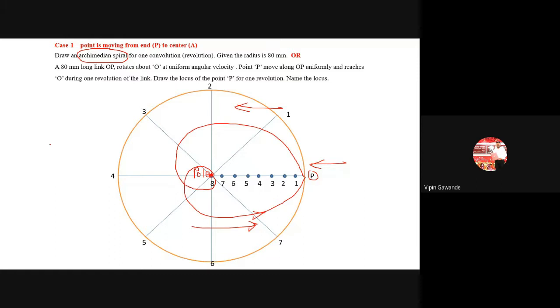So what is the example, day-to-day life example of Archimedean spiral? You have seen this one. We are using this mosquito coil. Okay, at home we use mosquito coil. So if you've seen the shape of that one, it is the Archimedean spiral. So they will show you this one, the mosquito coil in the picture, and they will ask you which type of the curve is there. So it is the Archimedean spiral.